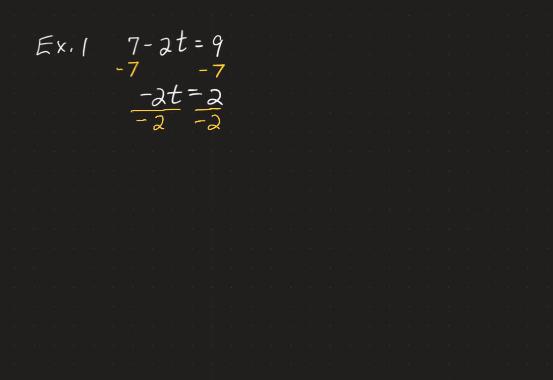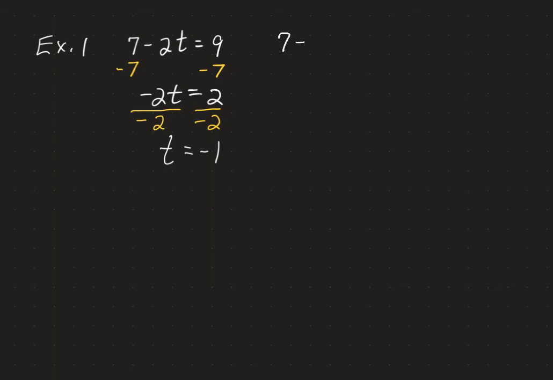And I don't want a negative t, so I'm going to take that negative with the 2, dividing by negative 2, as I said. Negative 2 divided by negative 2 equals 1. 1 times t is equal to t. I'm just going to write it like that. On the other side, I have positive 2 divided by negative 2, or negative 1 as my answer. Before I claim that as my answer, though, I'm going to check.